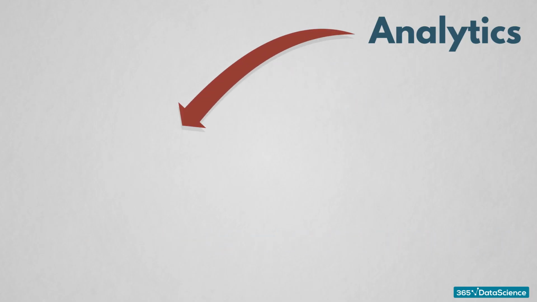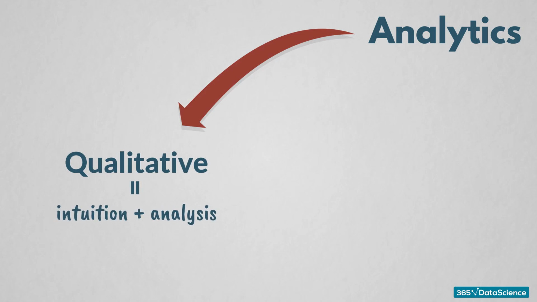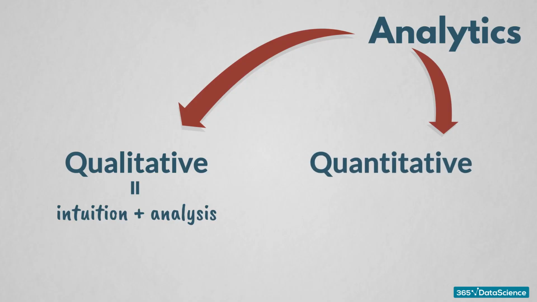Here, analytics branches off into two areas: qualitative analytics. This is using your intuition and experience in conjunction with the analysis to plan your next business move. And quantitative analytics. This is applying formulas and algorithms to numbers you have gathered from your analysis. Here are a couple of examples.